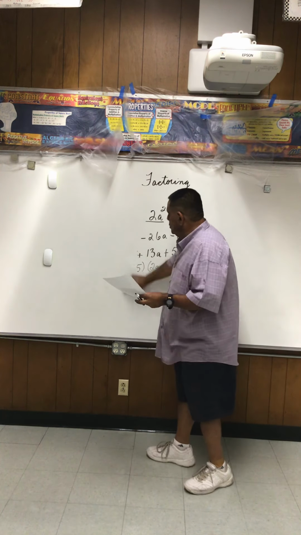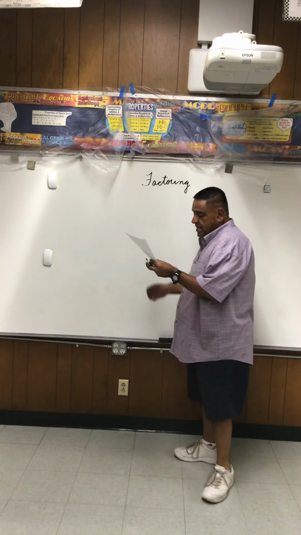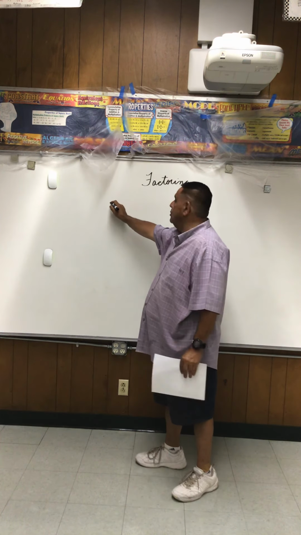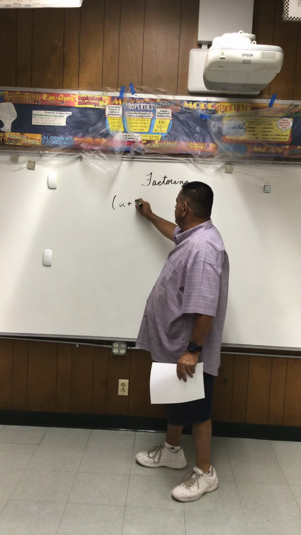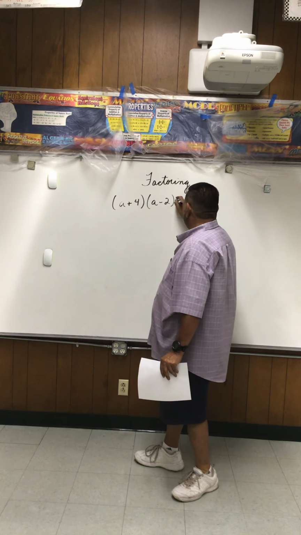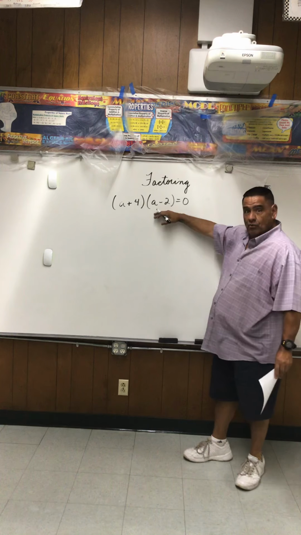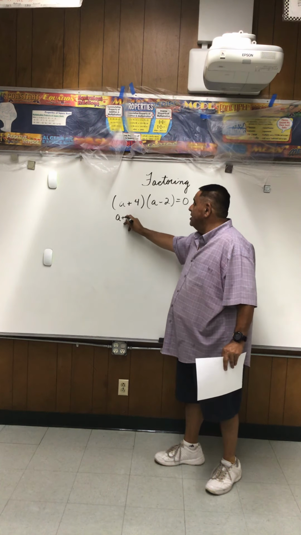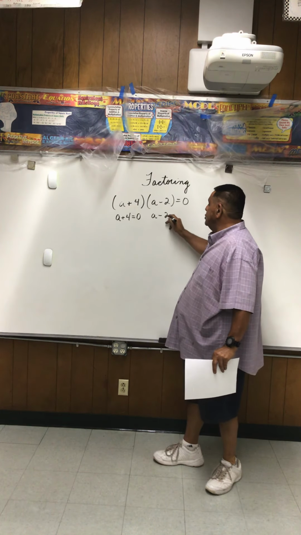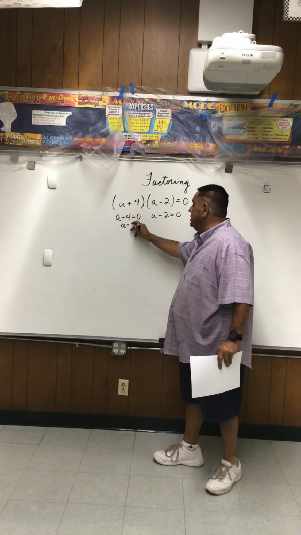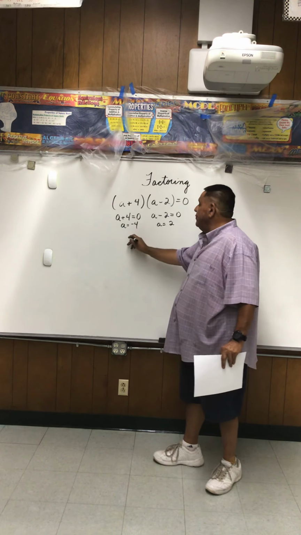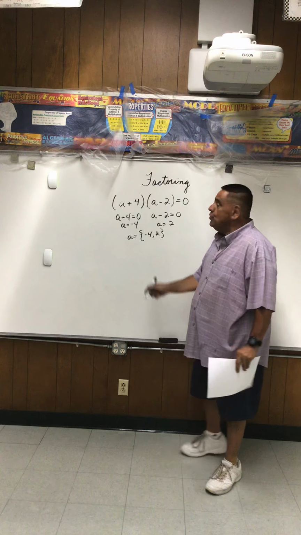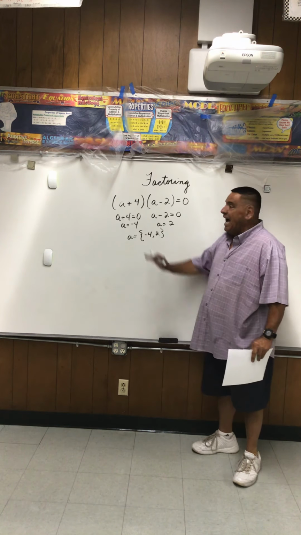The next section, the latter part of the week, is solving these. We started off, if you remember, after we factored, we solved them. We had something like this: (a plus 4)(a minus 2) equals 0. In order to solve that, it's already factored for us, so we just set each factor equal to 0. a plus 4 equals 0, a minus 2 equals 0. So a is going to equal negative 4, and a is going to equal 2. Therefore, a has a solution set of negative 4 and 2. Make sure you follow the steps.